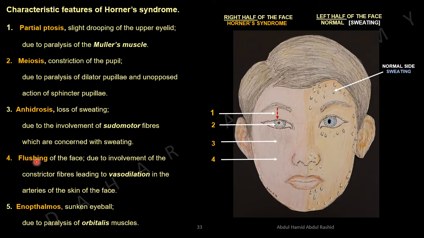Number 4, flushing of the face due to involvement of the constrictor fibers leading to vasodilatation in the arteries of the skin of the face. So constrictor sympathetic fibers are not functioning, so the vessels will be dilated, and there will be flushing, slightly red in color compared to the normal side. Number 5 is enophthalmos, sunken eyeball due to paralysis of orbitalis muscle.